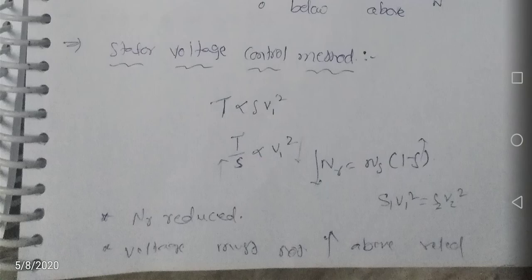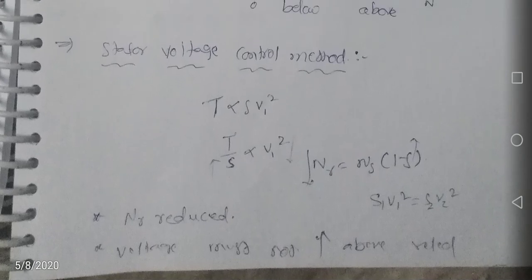When voltages are decreasing, slips are increasing. When slips are increasing, rotor speeds are decreasing. Nr is reducing. Voltage must not increase above rated value, so voltage must be decreased. When voltage is reduced, then speeds are reduced.